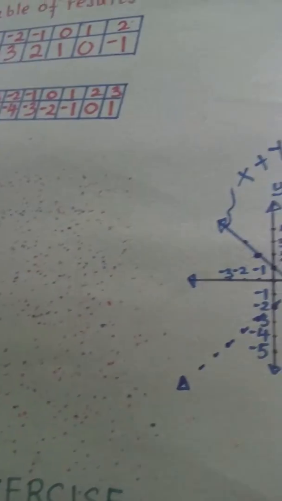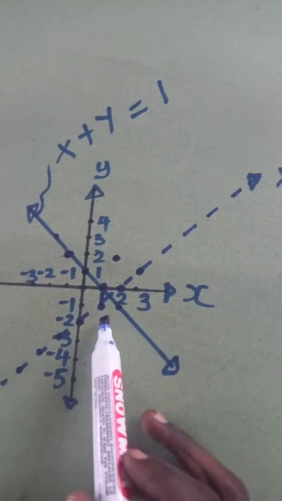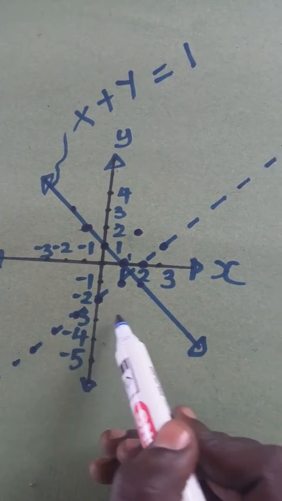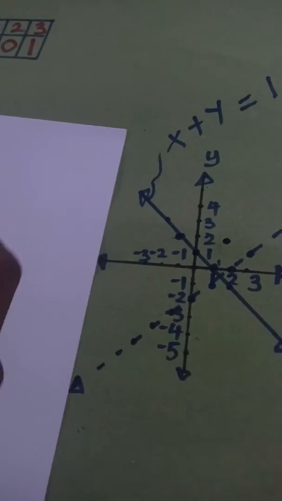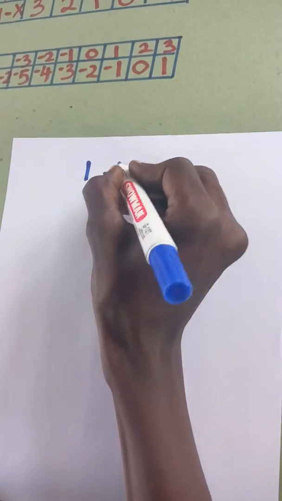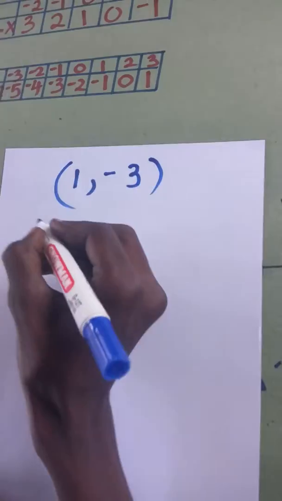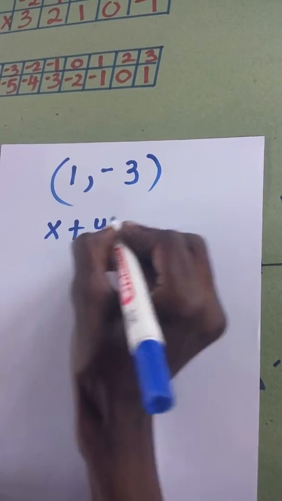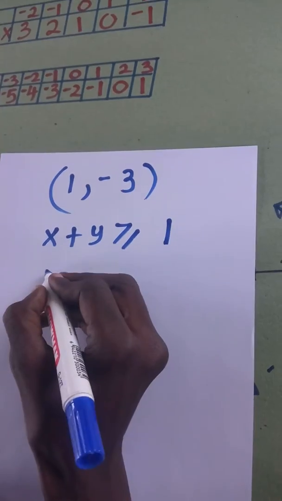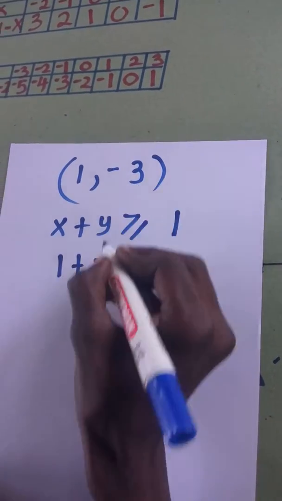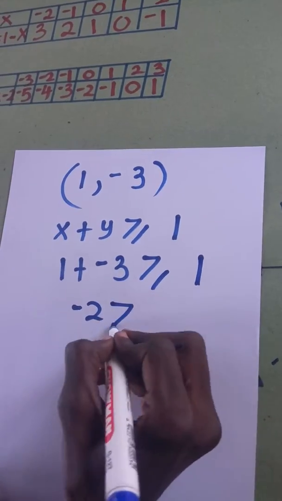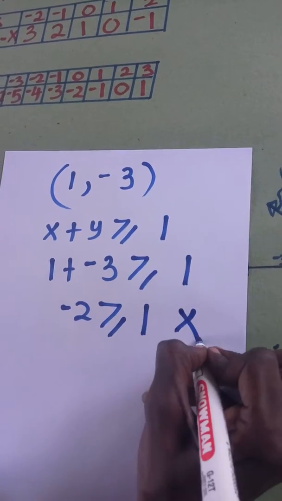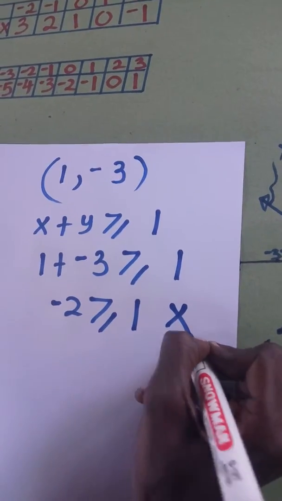Okay, let's test another point, which is (1, -3). We're going to test our inequalities. This is x plus y is greater or equal to 1. So when x is 1 plus y is -3, is greater or equal to 1. This is -2 is greater or equal to 1, which is not correct. So there is no need to test for another inequality.